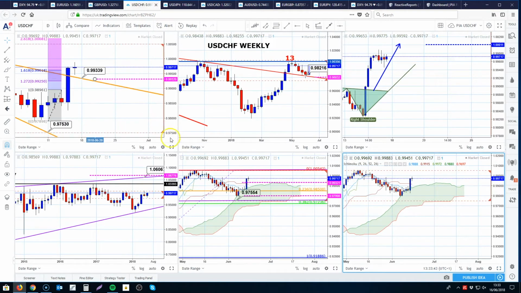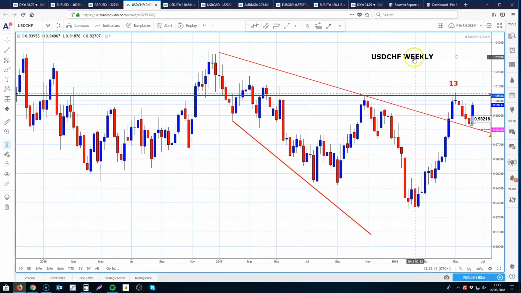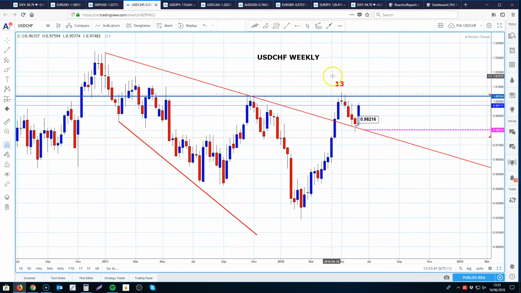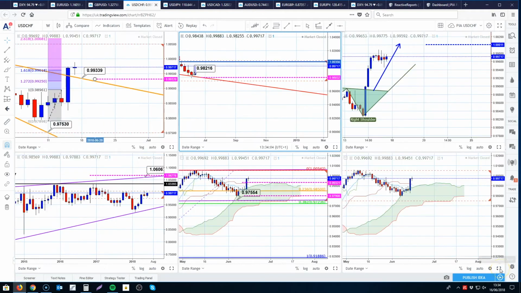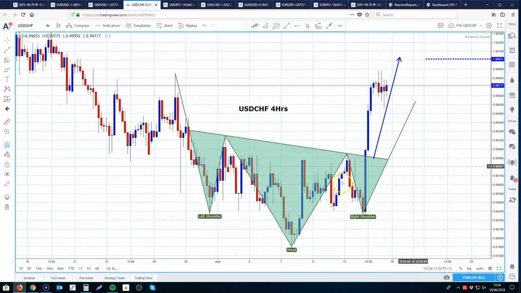Dollar Swiss, we posted a 13 count on the weekly chart. We've tested and rejected the reverse trend line support at 98.21. We then saw strong buying action last week. Our bespoke support is actually at 98.03, and obviously levels down towards that level have been bought into.